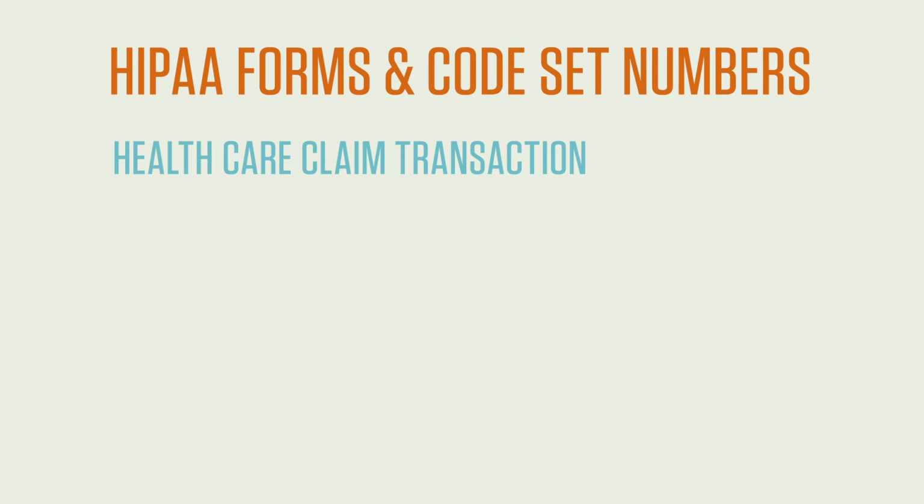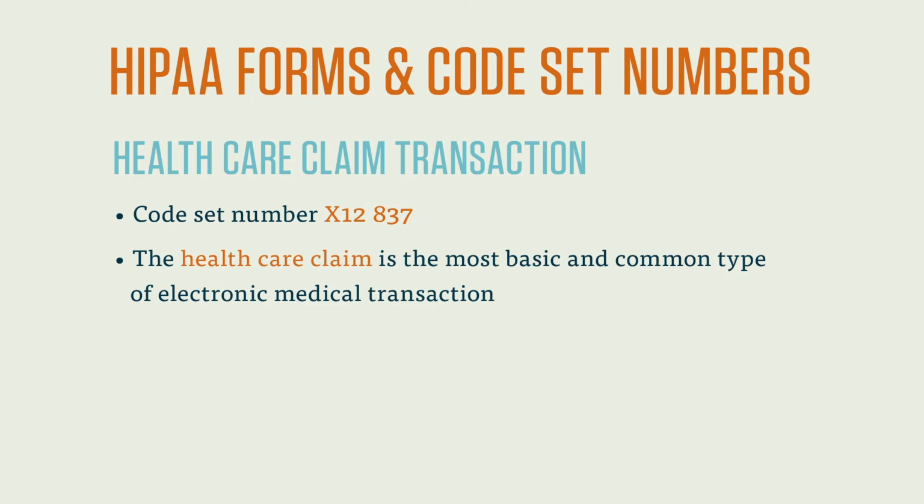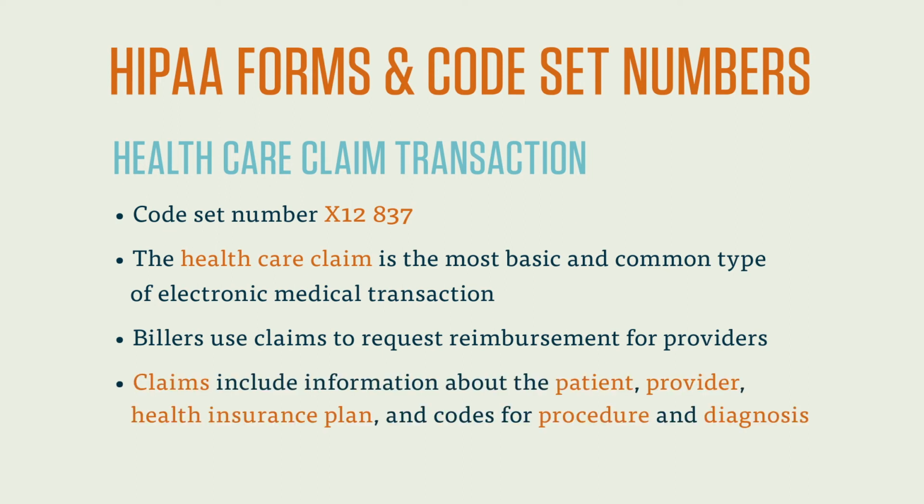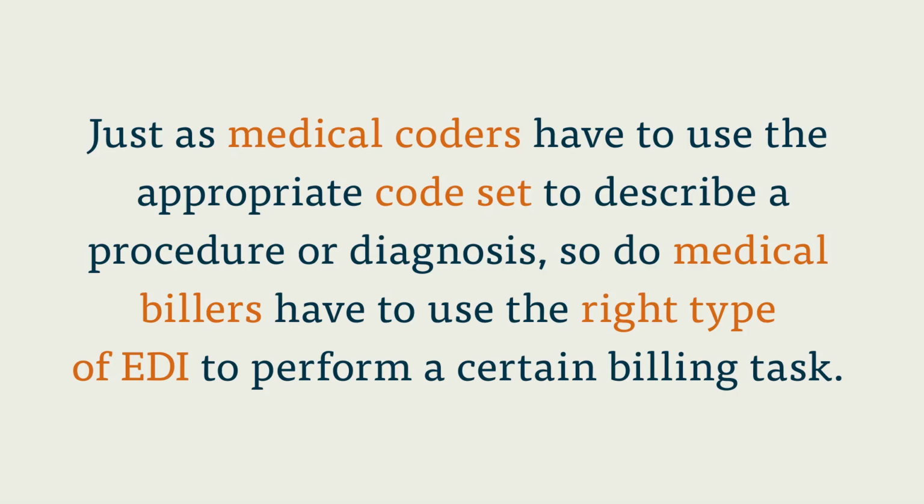Healthcare claim transaction, code set number X12 837. The healthcare claim is the most basic and common type of electronic medical transaction. Billers use claims to request reimbursement on behalf of providers. Claims include information about the patient, the provider, the patient's health insurance plan, in addition to codes for the procedure and diagnosis. Just as medical coders have to use the appropriate code set to describe a procedure or diagnosis, so too do medical billers have to use the right type of EDI to perform a certain billing task.